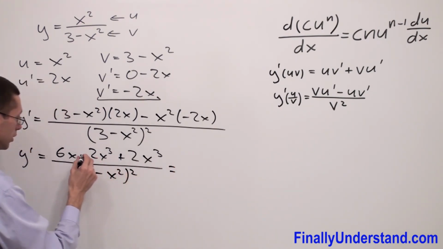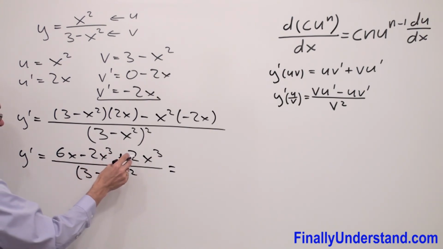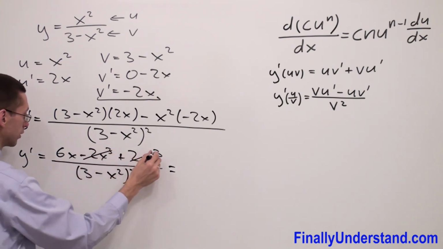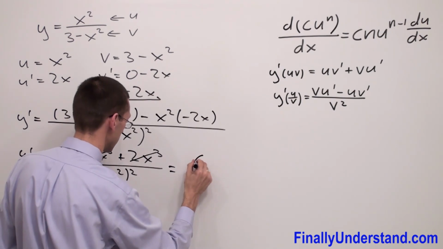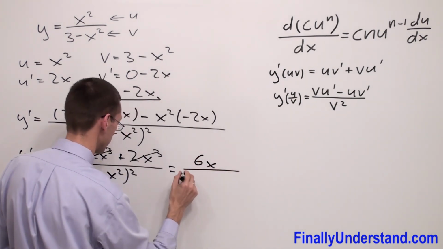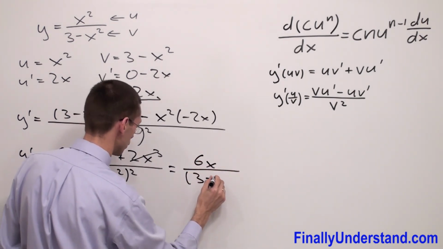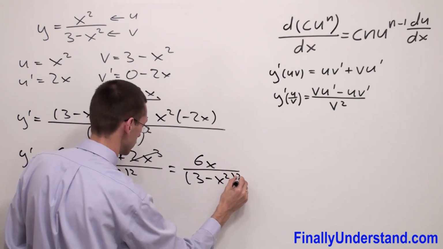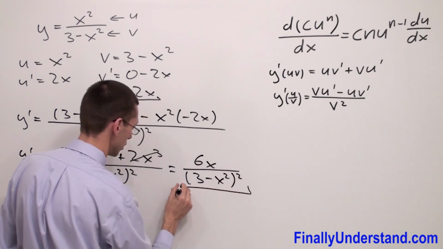This is equal to. Negative 2x cubed and positive 2x cubed are going to cancel out each other. So I have 6x over 3 minus x squared to the second power. This is the solution to my problem.